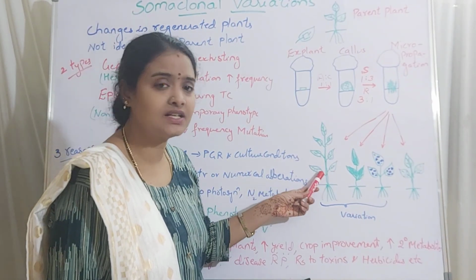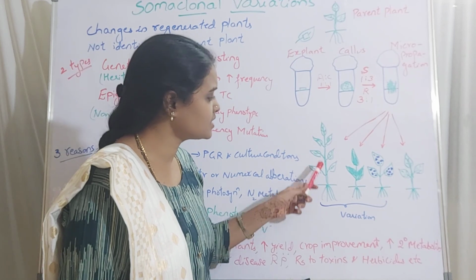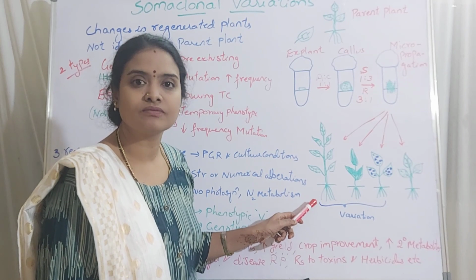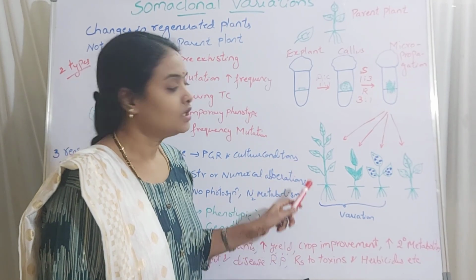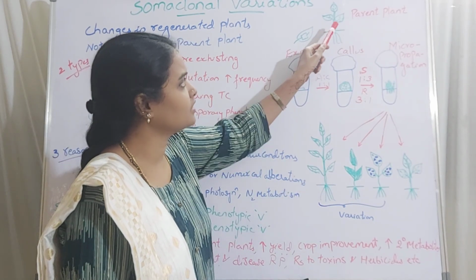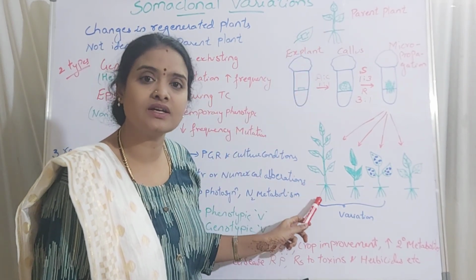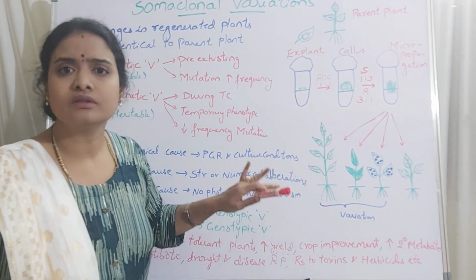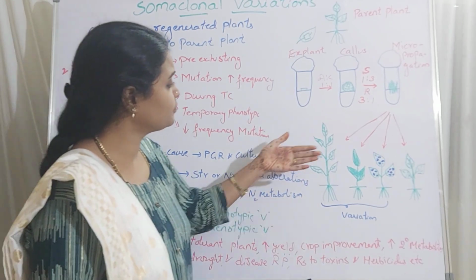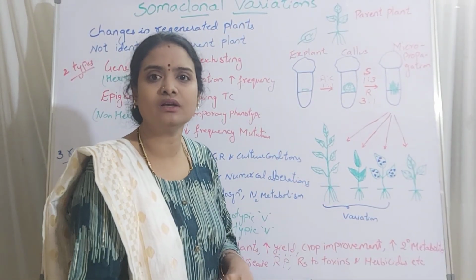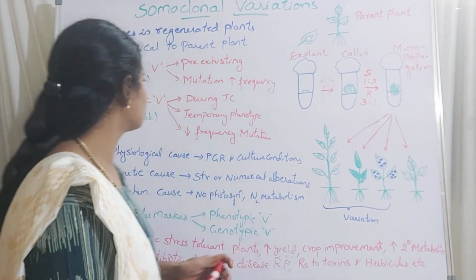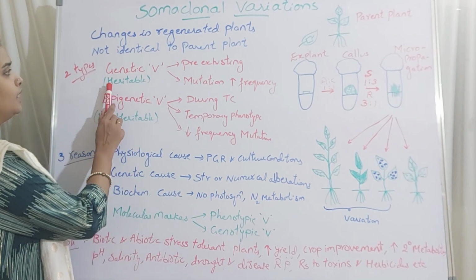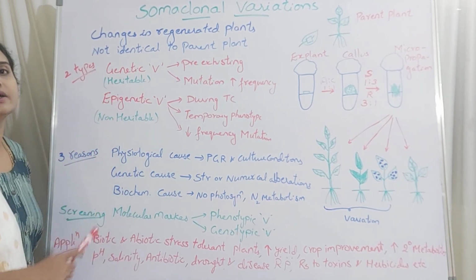If you are sowing these seeds and you get the same type of plant, then you call it heritable variation. After sowing the seed of this plant, if you get the normal parent plant, then you call it non-heritable variation. That means the variation is only in that progeny. It is not inherited or transmitted to further generations. Is that clear?